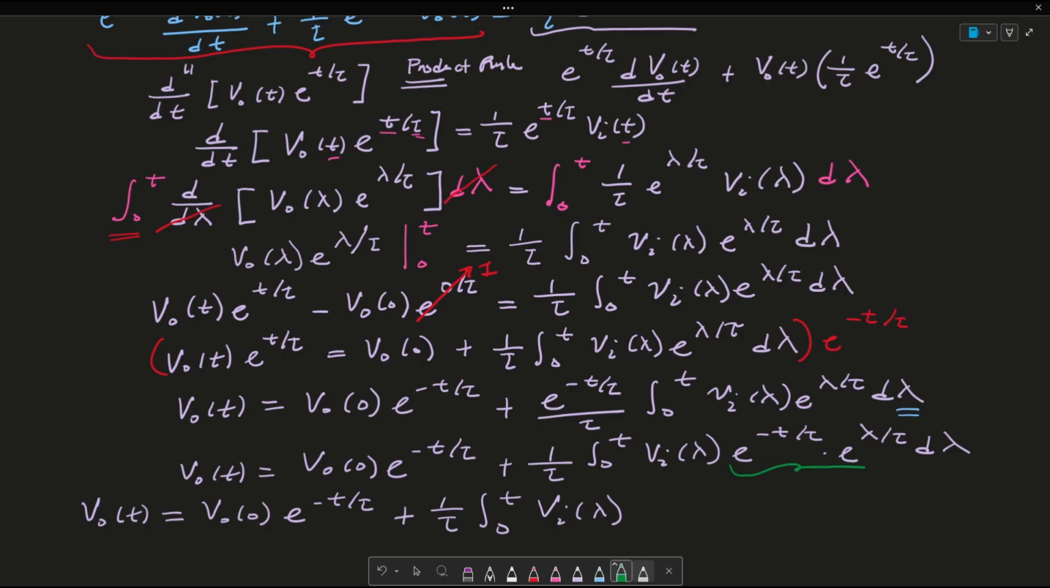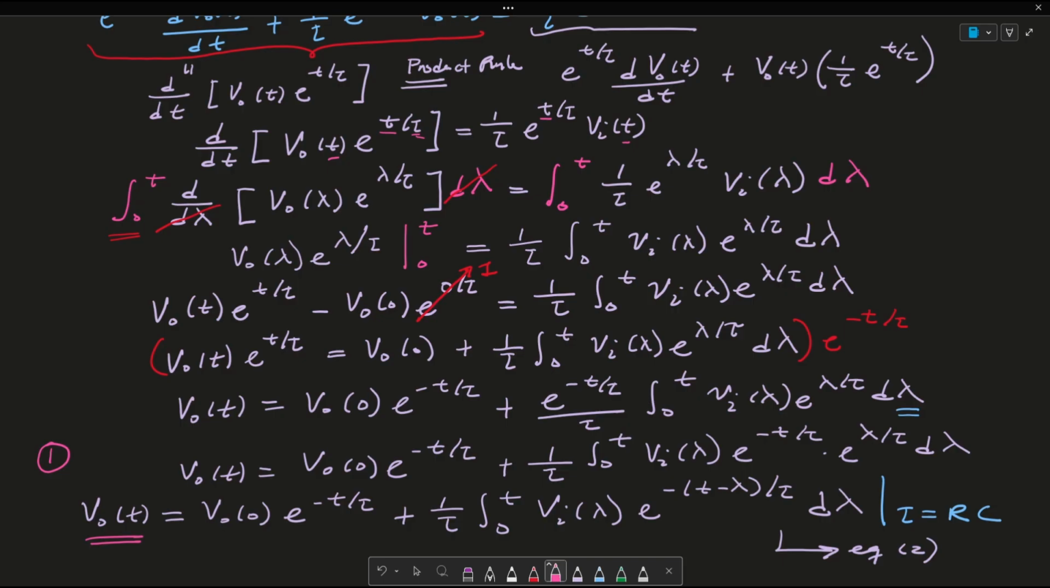I'm going to combine these two exponential terms, and I'm going to say that this is e to the minus (t minus lambda) over tau d lambda. Where remember again, this tau is equated to my resistance times my capacitance. Let me call this equation number 2. All right, so this concludes our step number 1, or goal number 1 for this video, where essentially we wanted to find v out of t in the time domain.